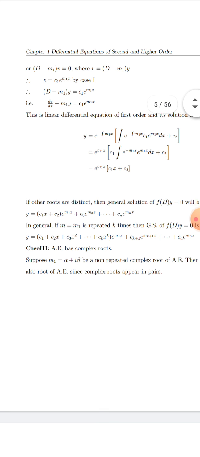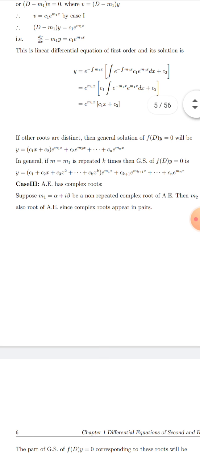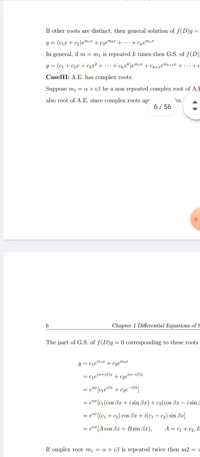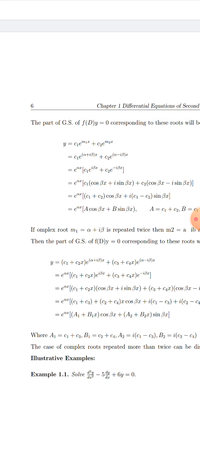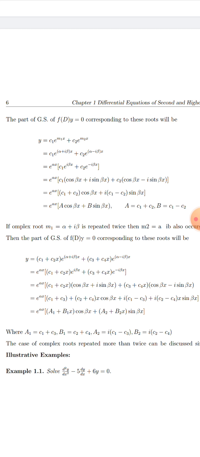Okay, auxiliary equation has complex roots. ऑक्झिलरी इक्वेशनमध्ये कॉम्प्लेक्स रूट्स असतील, कॉम्प्लेक्स रूट्स हे ऑलवेज पेअरमध्ये येतात. So m1 is equal to alpha plus or minus i beta is a complex root of given equation. Then complementary function is given by e raised to alpha x into A cos beta x plus B sin beta x. So complementary function is given by e raised to alpha x, alpha is nothing but real part of root, and A cos beta x plus B sin beta x, where A and B are the constants.